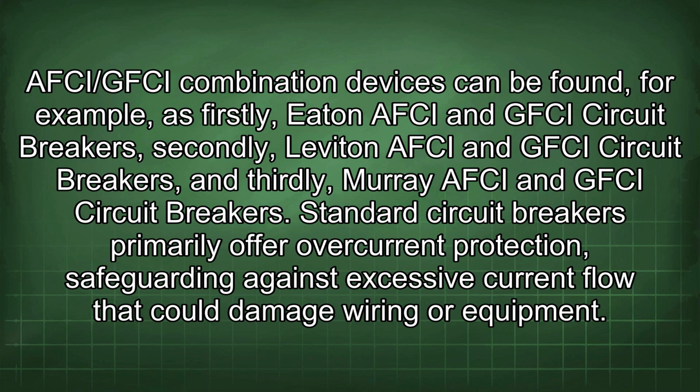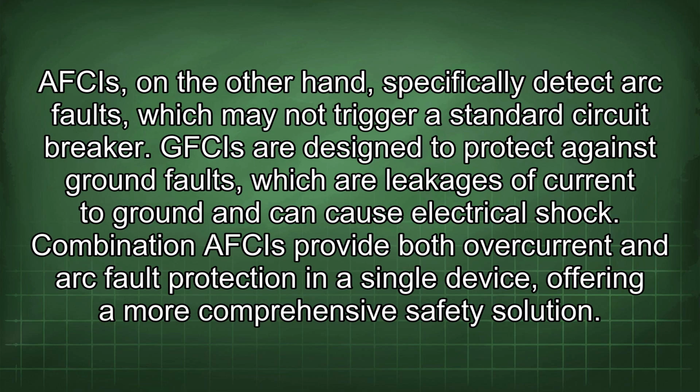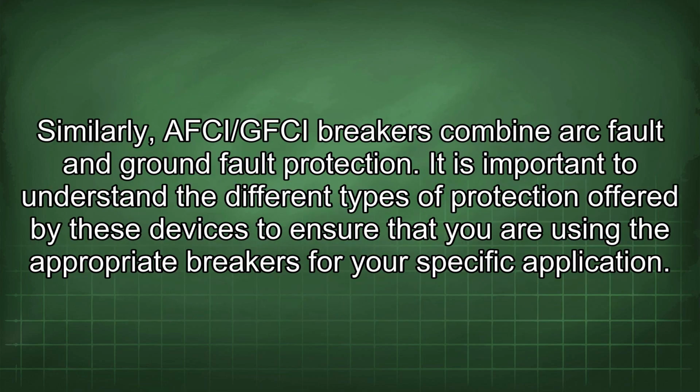Standard circuit breakers primarily offer overcurrent protection, safeguarding against excessive current flow that could damage wiring or equipment. AFCIs, on the other hand, specifically detect AFCI faults, which may not trigger a standard circuit breaker. GFCIs are designed to protect against ground faults, which are leakages of current to ground and can cause electrical shock. Combination AFCIs provide both overcurrent and AFCI fault protection in a single device, offering a more comprehensive safety solution. Similarly, AFCI/GFCI breakers combine AFCI fault and ground fault protection.